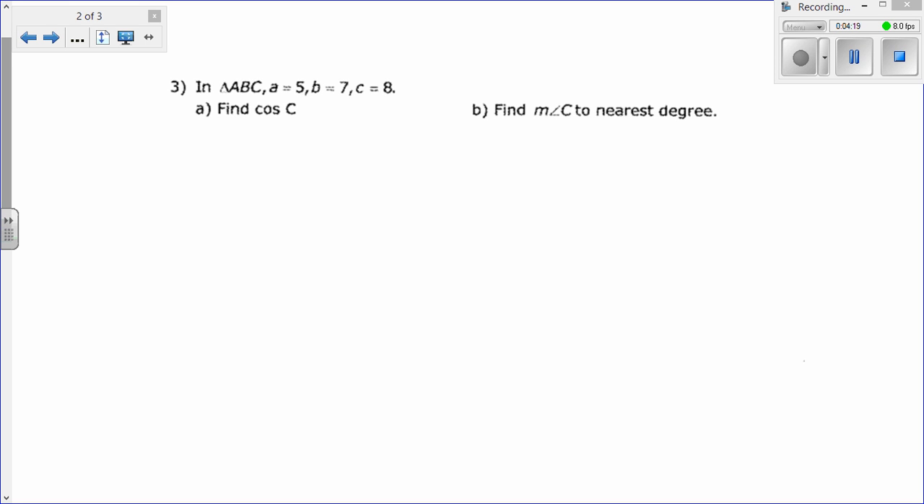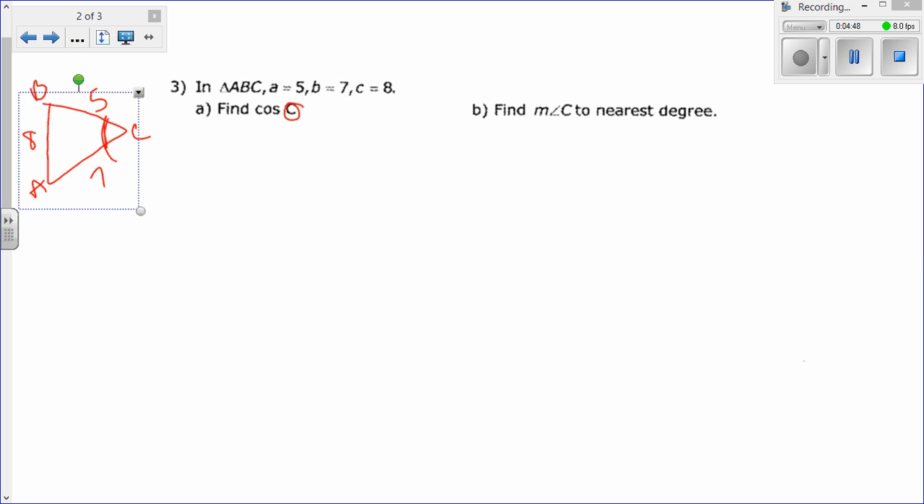In triangle ABC, a is 5, b is 7, c is 8. A, find the cosine of C. B, find the measure of angle C to the nearest degree. If I'm looking for the cosine of C, I'm starting and ending with C. I'm just going to draw my little triangle. A is 5, B is 7, C is 8, and I'm looking for that angle.